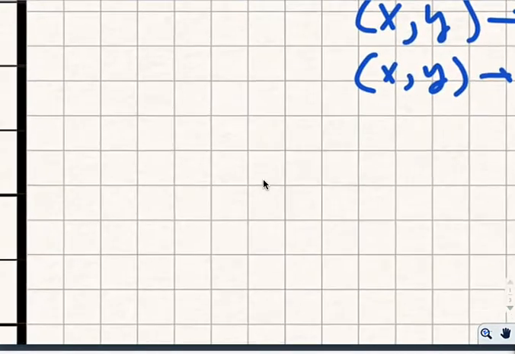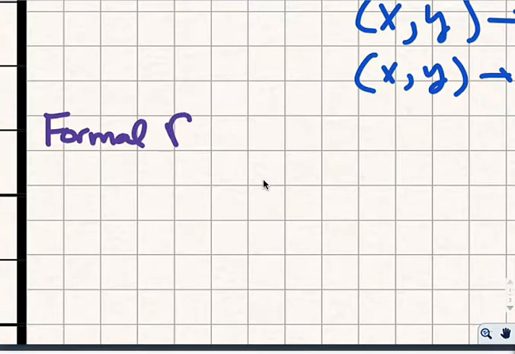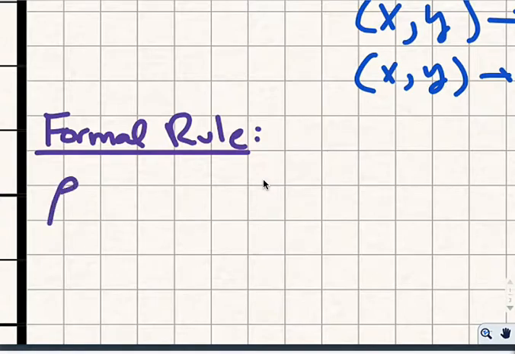So in addition to the algebraic rule, we do have a formal transformation rule. Just like with translations, we have a way to note this. That little symbol right here is called a rho. It's a Greek letter that looks like a funny looking P.